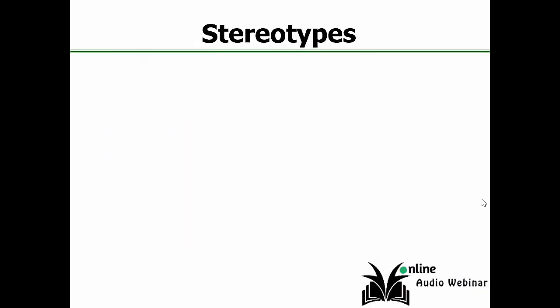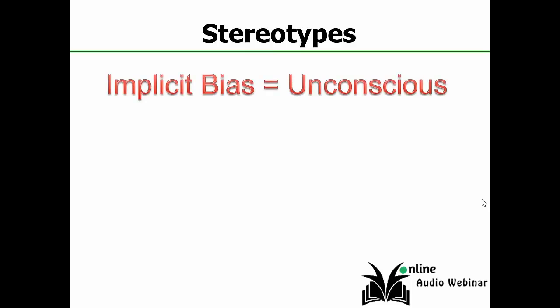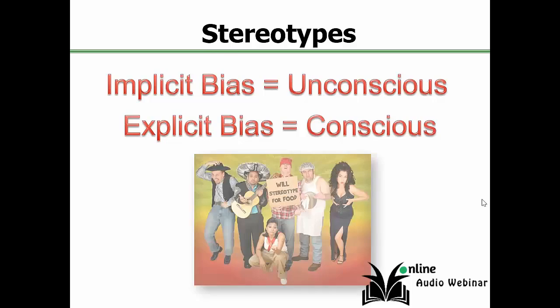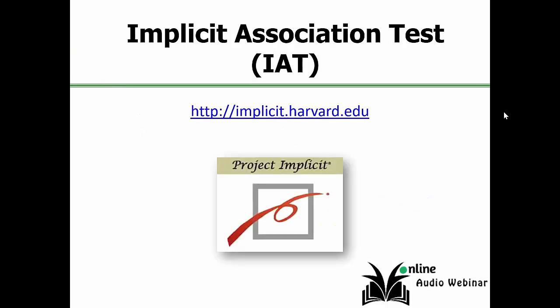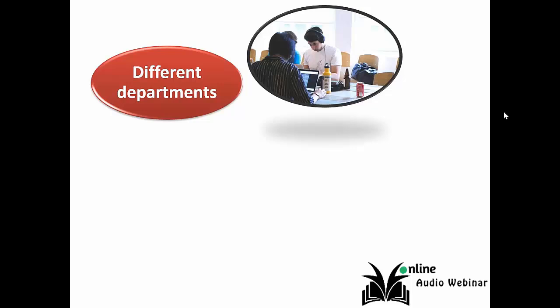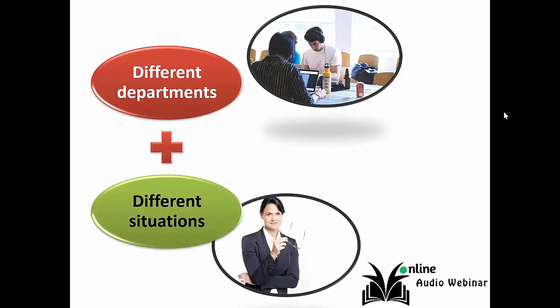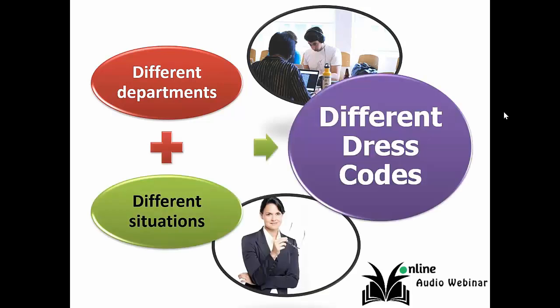Think about stereotypes as you're putting together your policy, because you will have unconscious and conscious stereotypes. There's such a thing as in-group or affinity bias. I encourage you to take the IAT, Implicit Association Test. Think about your different departments, different situations. Would they have different dress codes?